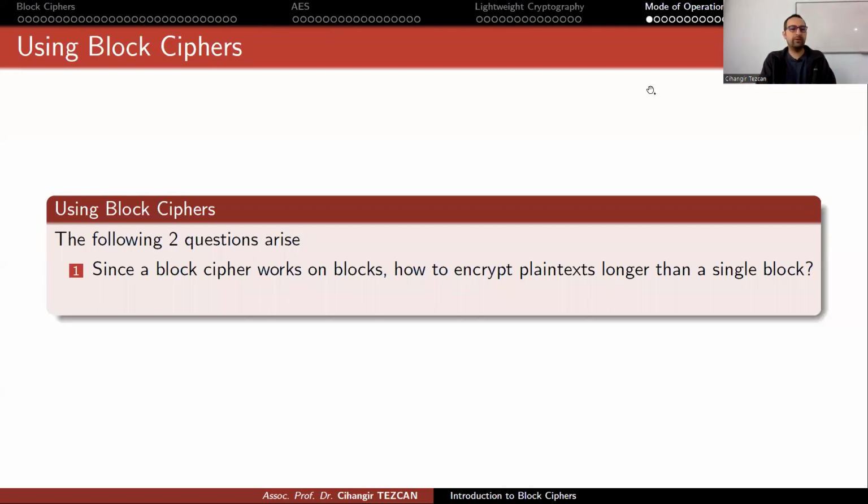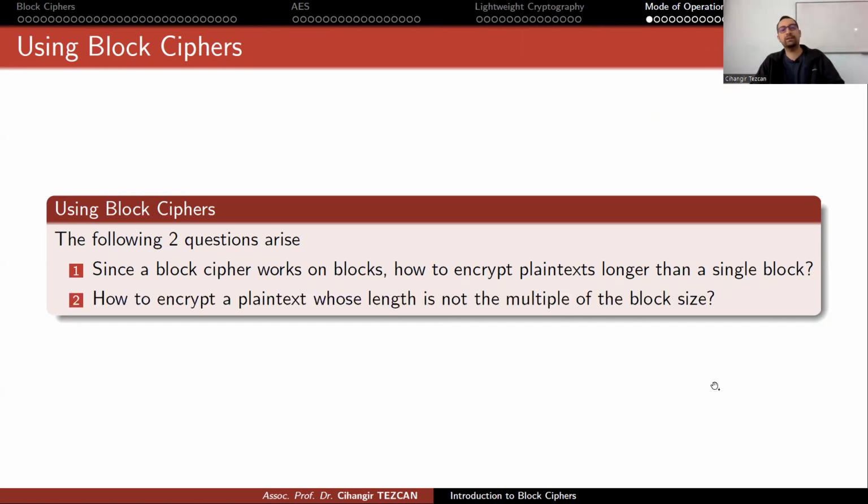All right, so far we mentioned that a block cipher takes input as B bits and provides a B bit output, right? So now two questions arise when we are using block ciphers. Since a block cipher works on blocks, how to encrypt plain text longer than a single block? This is the first question. And the second question is how to encrypt a plain text whose length is not a multiple of the block size. This means that what if the block size is 64 bits and I just want to encrypt 7 bits, right? What do you do? I mean, you can fill the rest with zeros, but this would cause some problems.